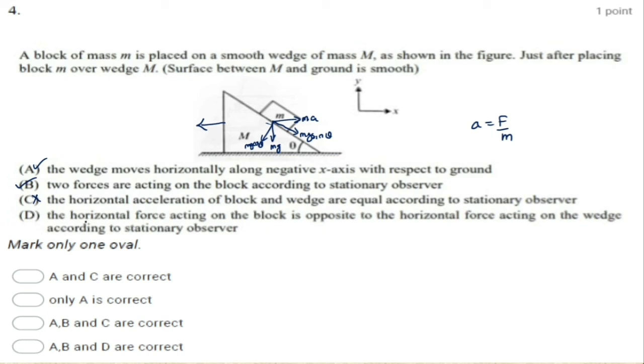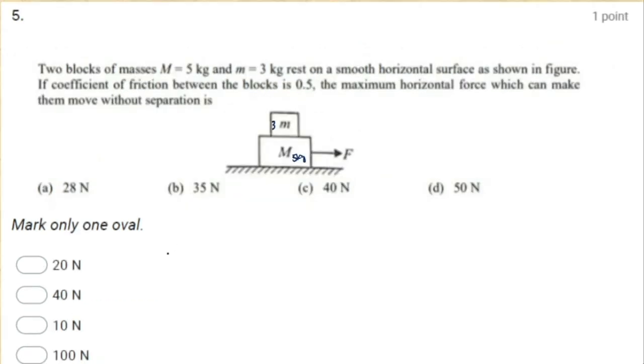Now the last option: the horizontal force acting on the block is opposite to the horizontal force acting on the wedge according to the stationary observer. That is correct, no? So option D is also correct. So in this case, the last option is a correct one. Okay. Now let's do the last question.